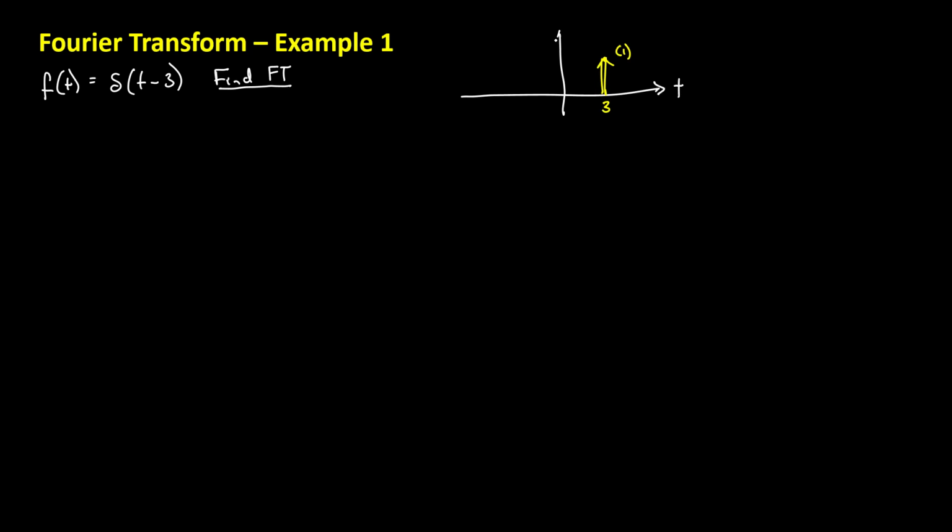Here's our first example. We'll start off with a function, perhaps it's a voltage, perhaps it's a current, and it's an impulse. And the question is, find the Fourier transform. So if we were to graph it, it would be an impulse. It would have area 1, not height of 1. It has an infinite height, and it occurs at time equals 3. So here's our function. I suppose for completeness' sake I should show it 0 elsewhere.